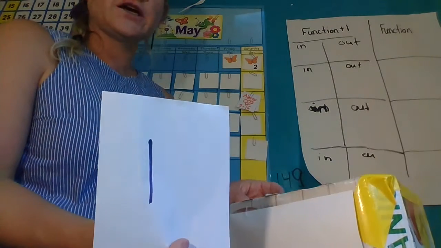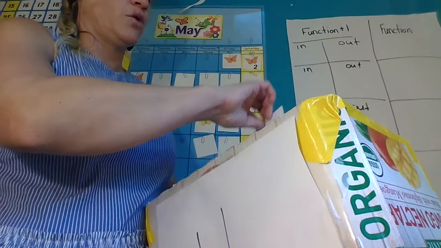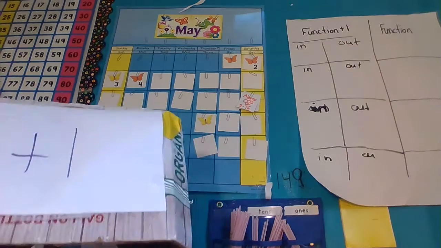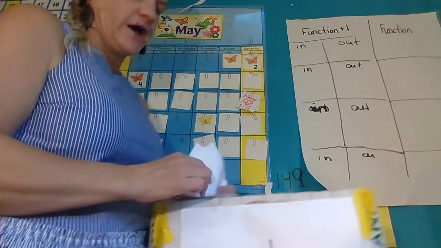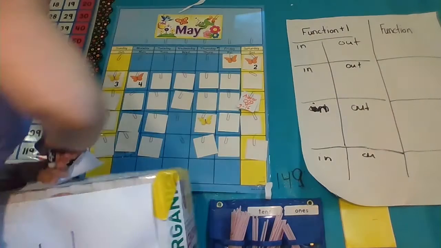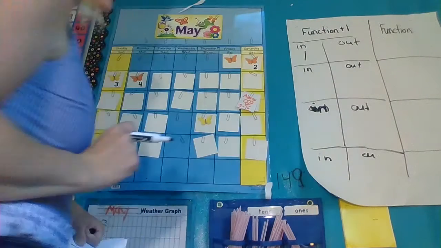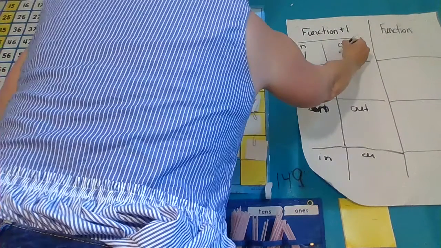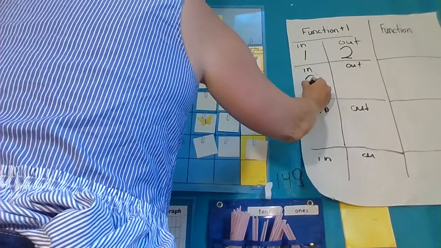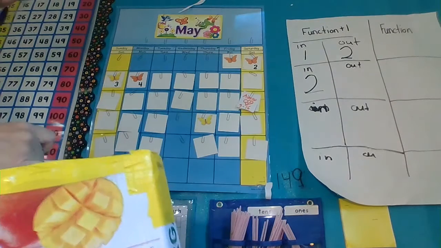So for example, in my function machine goes the number 1. I'm going to put it in the function machine. I'm going to add 1 to it. What comes out but the number 2? Because 1 plus 1 equals 2.